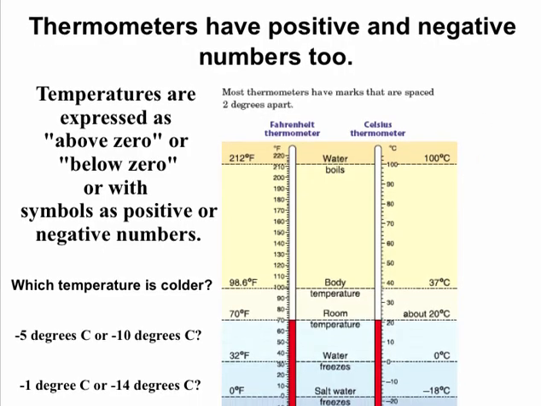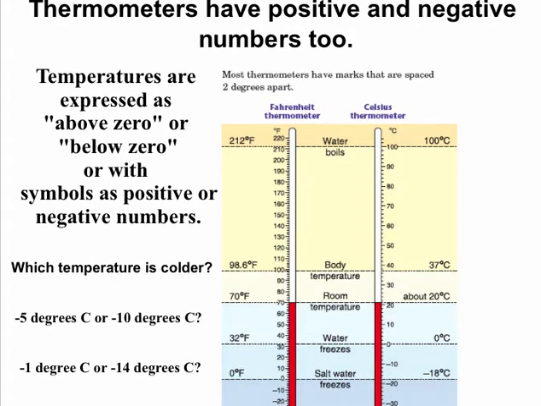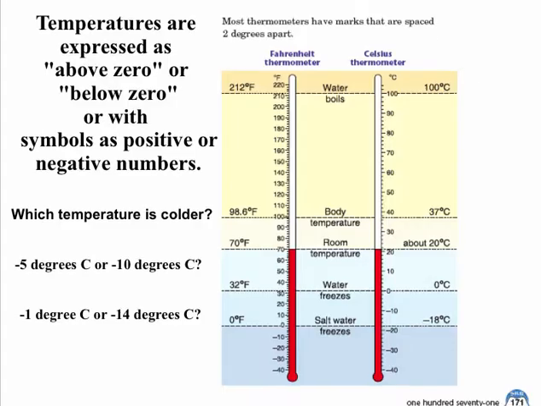In real life, we use negative numbers all the time. Thermometers have positive and negative numbers too. Maybe you've had those school days where it's been 20 below and you've heard mom and dad or grandma and grandpa or the weather people say, it's 50 below today. What are they talking about? Well, our temperatures can go below 0.